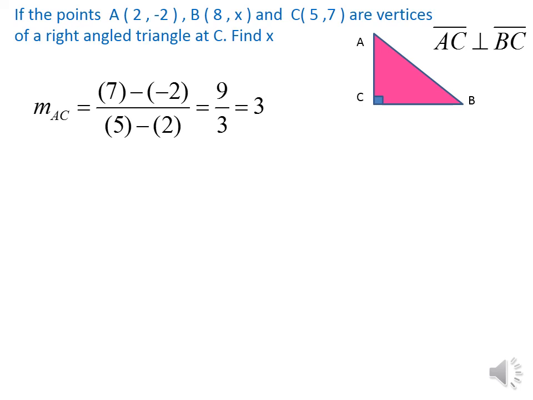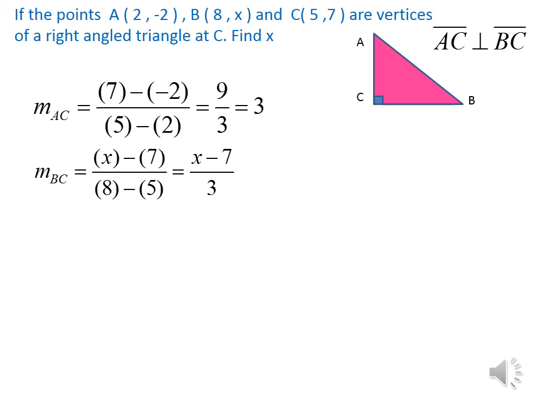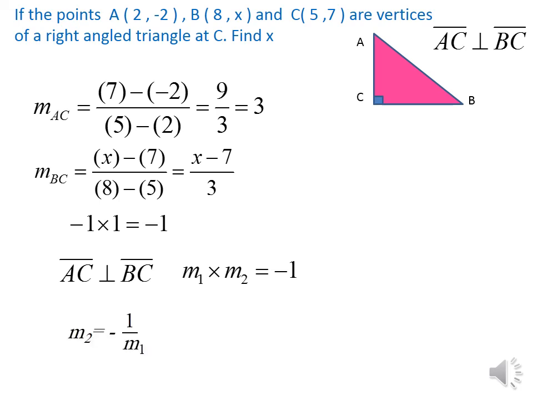Then find the slope of BC, starting with the point with the missing part. That means x minus 7 over 8 minus 5. Finally, it will be x minus 7 over 3. If AC is perpendicular to BC, that means m1 times m2 equals negative 1, or m1 equals negative 1 over m2. Find the negative reciprocal of the slope, which is represented by a number. I'm going to find the negative reciprocal of 3, which equals negative 1 over 3. Then x minus 7 over 3 equals negative 1 over 3.